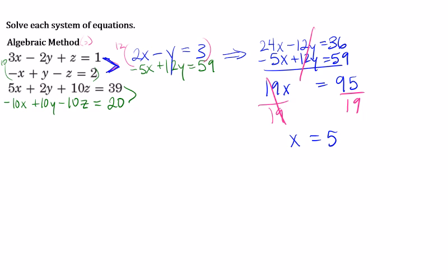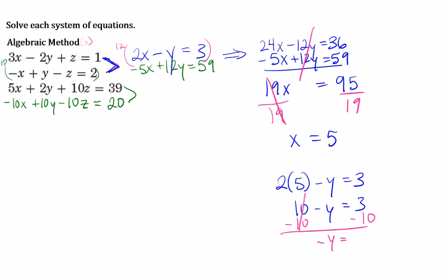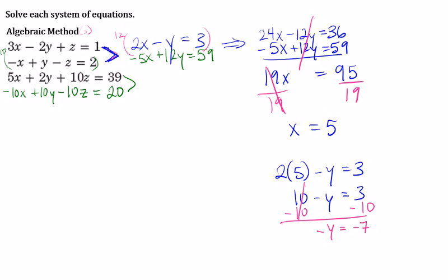So I'm going to go 2, plug in the 5, minus y equals 3. So I get 10 minus y equals 3. So we're going to subtract 10 from both sides. So we get negative y equals negative 7. And then we divide by negative 1. So we get y equals 7, right? All right, so far, let's start listing in our ordered pairs.